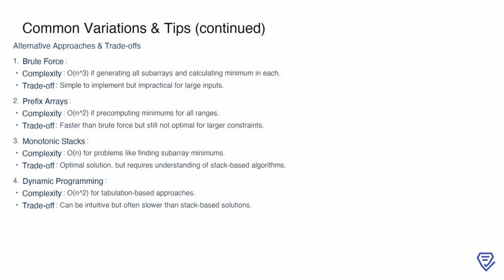Lastly, dynamic programming can also be applied, with a complexity of O(n²) in most cases. While it's often intuitive and easier to reason about conceptually, it's generally slower than a stack-based approach. Choosing the right method depends on the problem constraints and your comfort with these techniques, but for large inputs, monotonic stacks are usually the best choice.